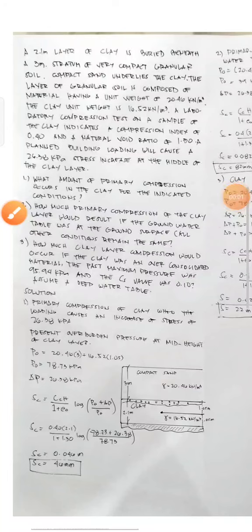So here's the problem. A 2.1 meter layer of clay is buried beneath a 3 meter stratum of very compact granular soil. Compact sand underlies the clay. The layer of the granular soil is composed of material having a unit weight of 20.46 kilonewton per cubic meter. The clay unit weight is 16.52 kilonewton per cubic meter.